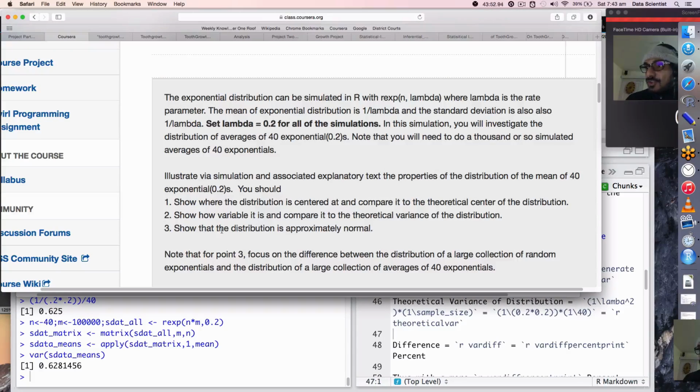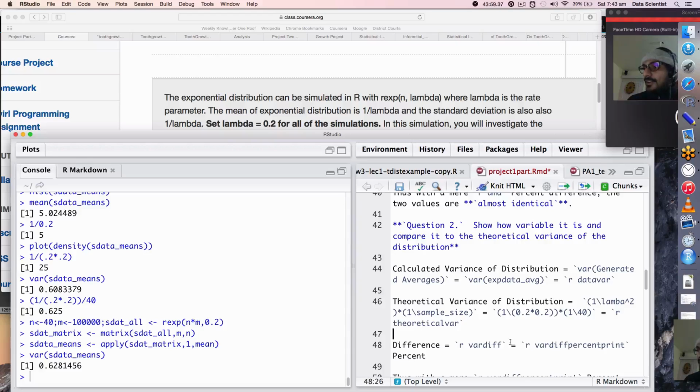And then he says to show that the distribution is approximately normal. So how do we show that? Basically we just plot it, and we also plot the normal curve, and we compare the two. He's not asking us to perform a test whether it is normal or not. If you were to perform a test, you will see that it is not normal. But all he wants us to do is show that it is approximately normal. So the key word there is approximately normal.